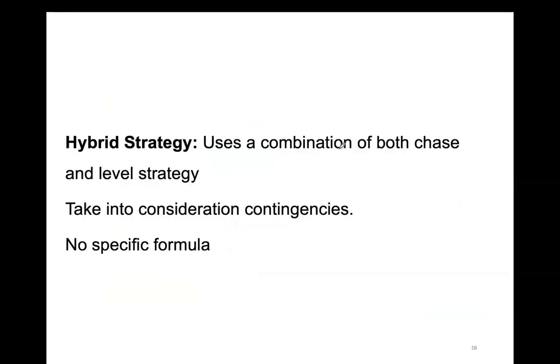And then the third strategy is called hybrid strategy. Hybrid strategy is a combination of chase strategy and level strategy. It's a combination of these two, and it depends upon different types of contingencies. Accordingly, there is no specific formula. You have to take into consideration different organizational contingencies.